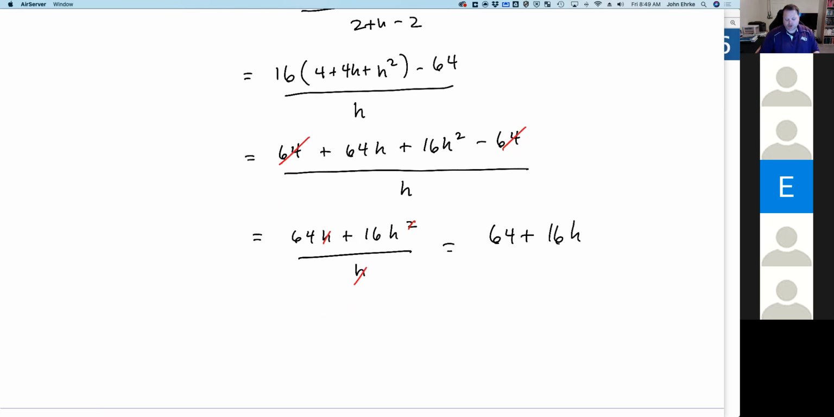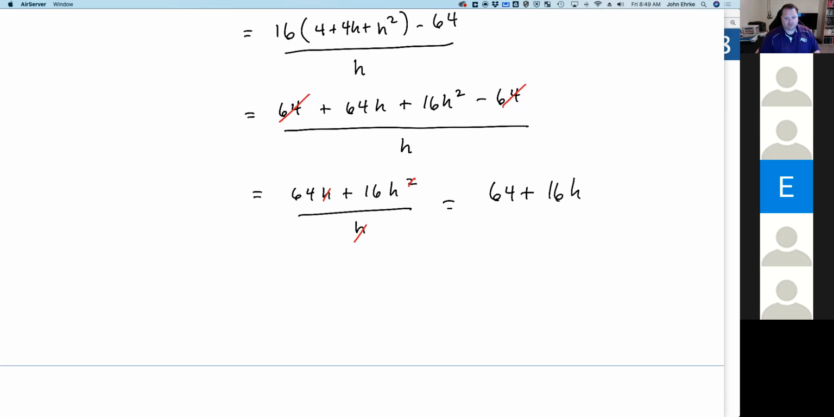So this is what you should have come up with. If you haven't responded yet, please do so. You don't have to put in the s of t equals, just put in the expression, not the equation. So this should literally be the answer that you put in.